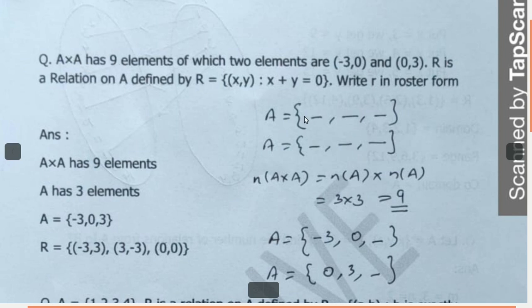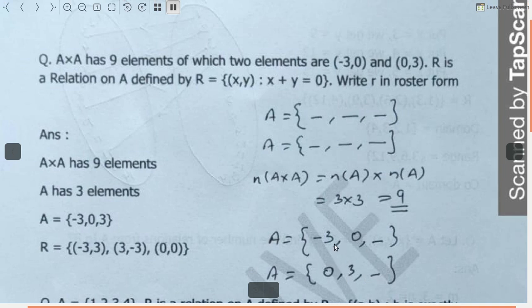A cross A has 9 elements. Therefore, we know that A has 3 elements, because what? A cross A means 9. 3 into 3 is 9. So that is why we are taking the set A with 3 elements. Okay. Here elements are (minus 3, 0) and (0, 3). So minus 3 and 0 are the elements. Okay. So we have to find a number here. See, here arrow mark is drawn from A to A itself. So minus 3, 0. 0 is also an element in A, because what? A cross A. So 0 is also an element.